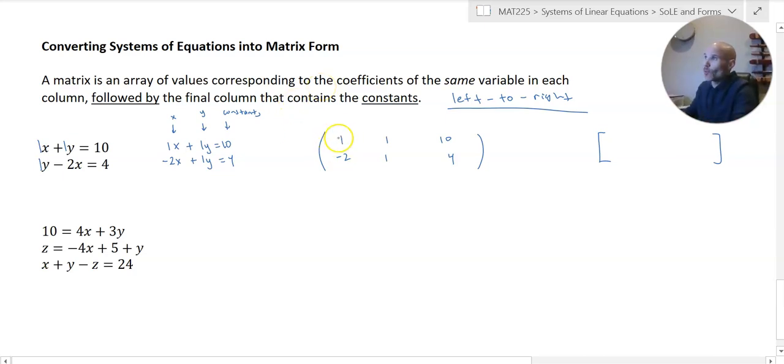So if we ever combine the 1 and the negative 2, we know that we can do that because they are like terms. They're both x's. Same thing with the y's. We want to make sure that if I ever combine the 1 and the 1 here in any way, shape, or form, that I'm combining like terms. And same thing goes for the constants. But the constants need to be on the right. Okay, that needs to be on the right every time. There's no exception to that. This has to be the constants column.